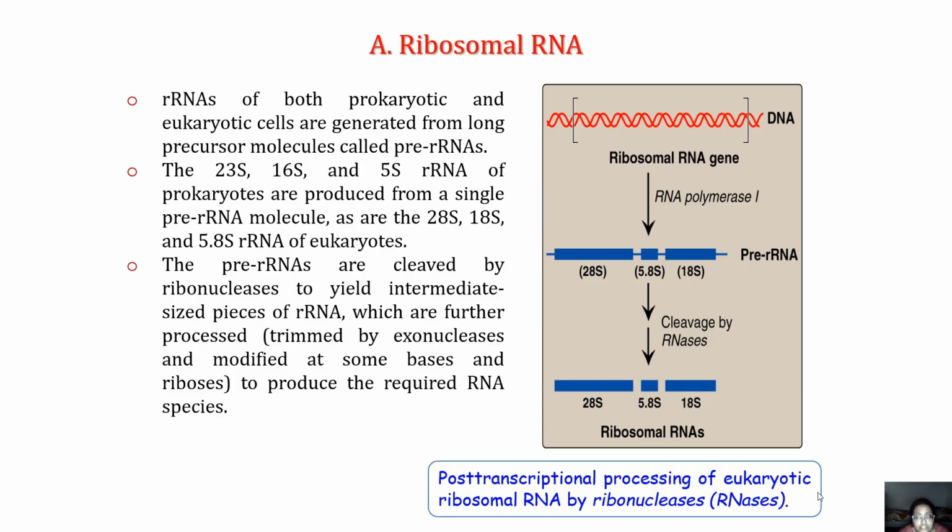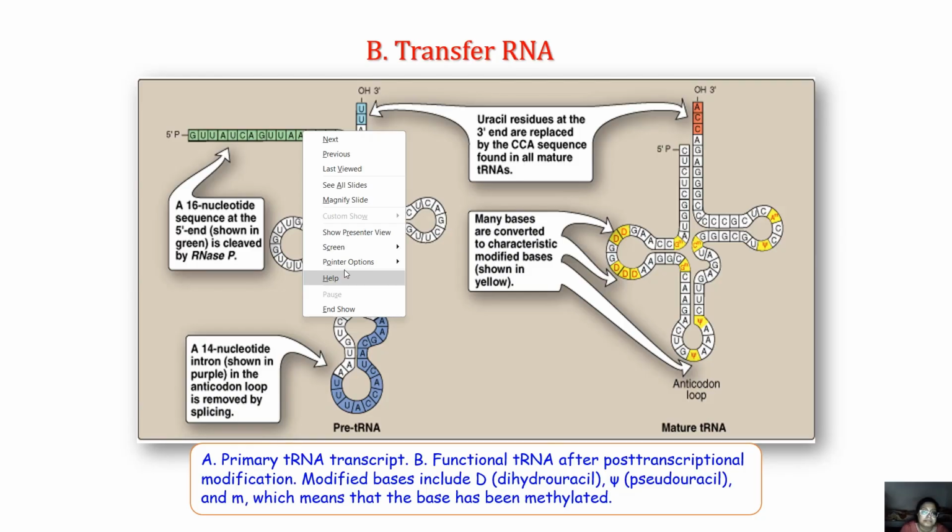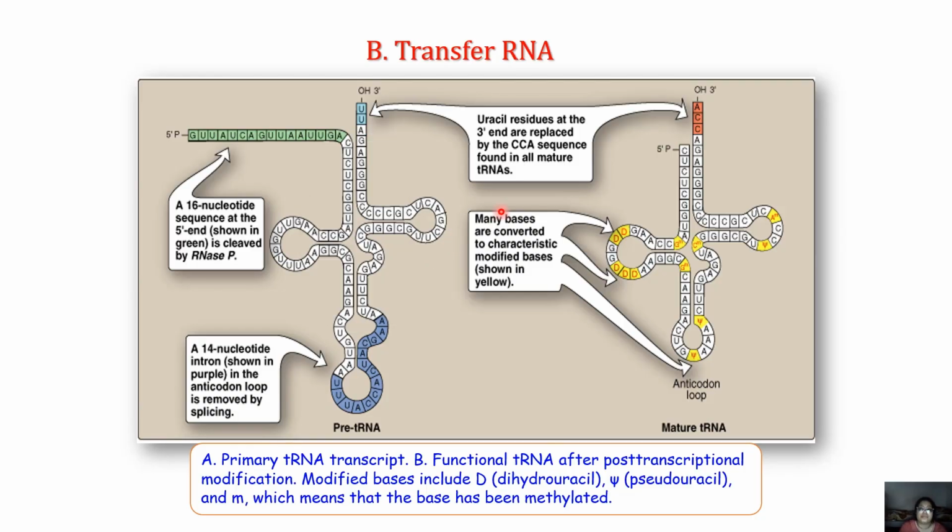This is the post-transcriptional processing of eukaryotic ribosomal RNA by ribonucleases, RNases. The primary tRNA transcript becomes a functional tRNA after post-transcriptional modification. Modified bases include dihydrouracil, pseudouracil, and M, which means that the base has been methylated. A 16 nucleotide sequence at the 5' end is cleaved by RNase P. A 14 nucleotide intron, shown in purple in the anticodon loop, is removed by splicing. Uracil residues at the 3' end are replaced by the CCA sequence found in all mature tRNAs, and many bases are converted to characteristic modified bases shown in yellow.